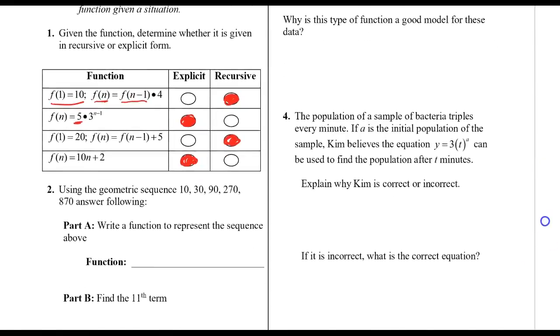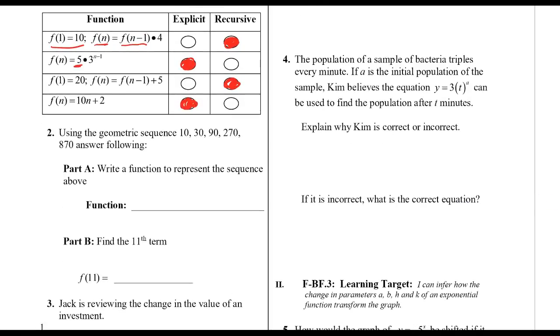Number 2, using the geometric sequence 10, 30, 90, 270, and 870, answer the following. Write a function to represent the sequence. So it's geometric. We know it's geometric because when we look at each term, it's times 3. And then 270 times 3 is going to be 870. That should actually say 810, not 870. It's just a typo. But we know it's geometric.